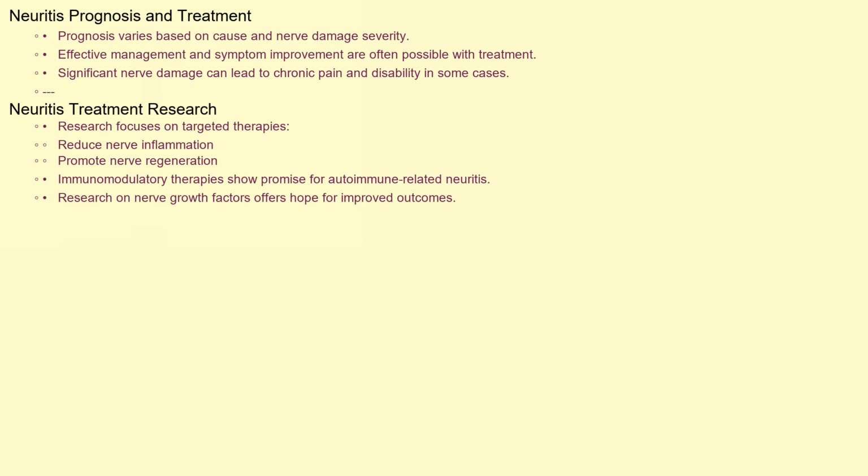Recent research has focused on developing more targeted therapies to reduce nerve inflammation and promote nerve regeneration. For example, advancements in immunomodulatory therapies are showing promise in treating autoimmune-related neuritis. Additionally, research into nerve growth factors and other regenerative strategies is ongoing, offering hope for improved outcomes in the future.